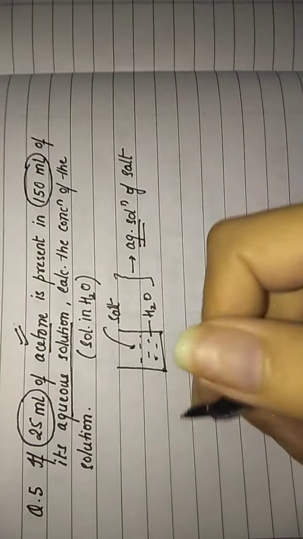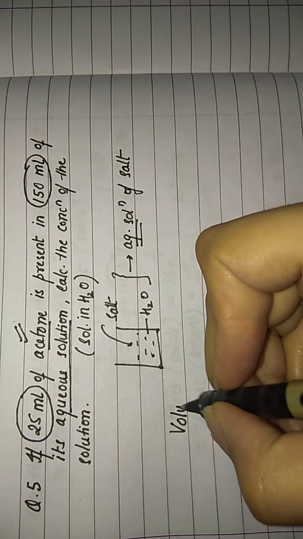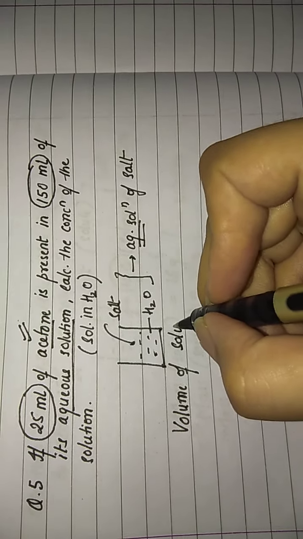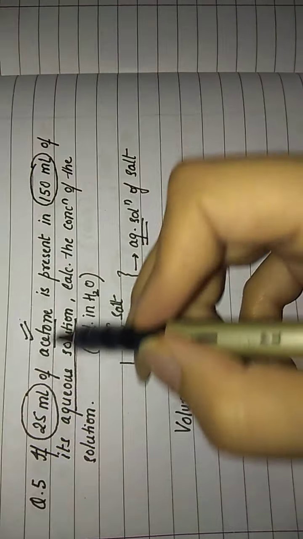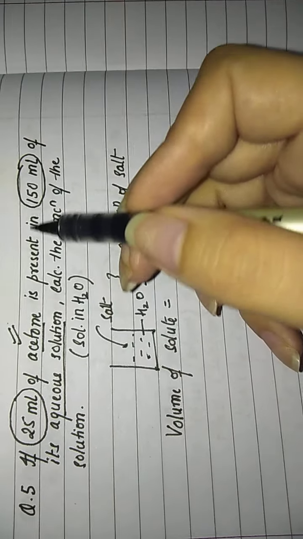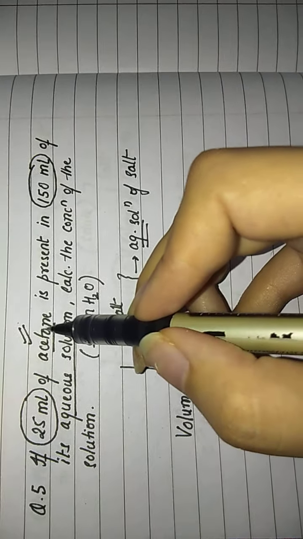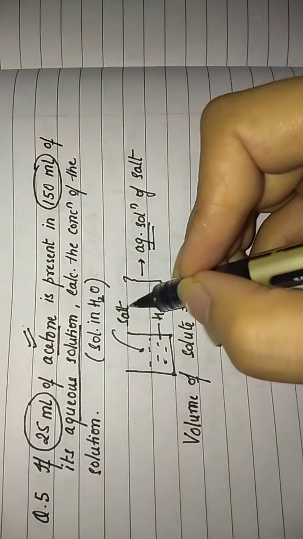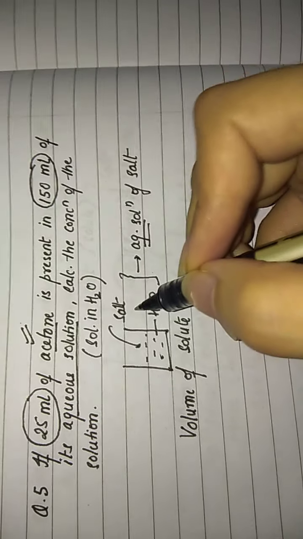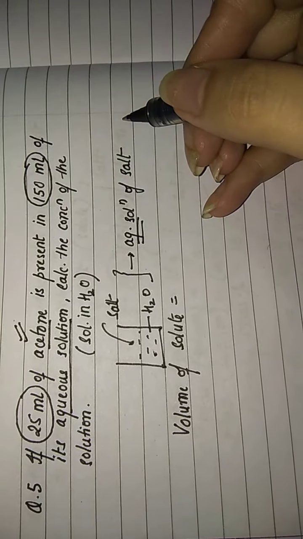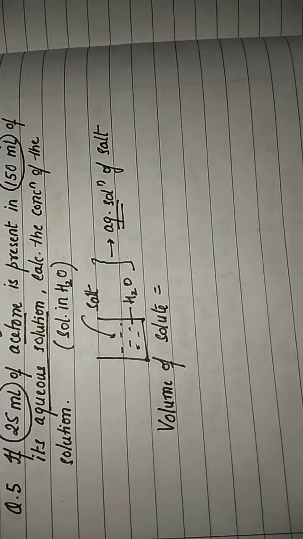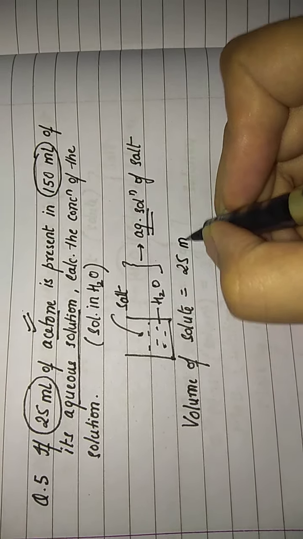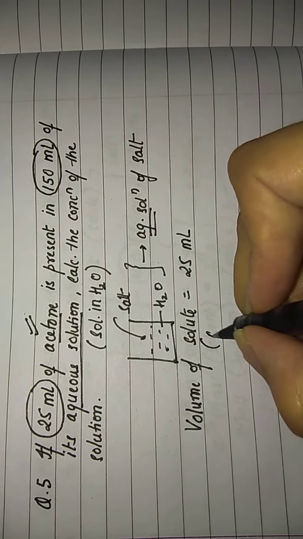Okay. So I am writing volume of solute. How much is it? Acetone is your solute. Acetone is dissolved in water. Aqueous solution of acetone means acetone dissolved in water. Just as here we mixed salt in water, similarly if we mix acetone in water, that will be the aqueous solution of acetone. Okay, it will be the aqueous solution of acetone. So volume of solute is 25 ml. Solute is your acetone here.